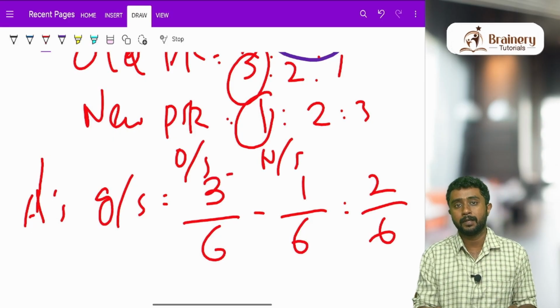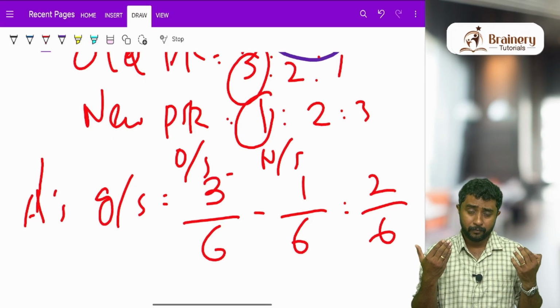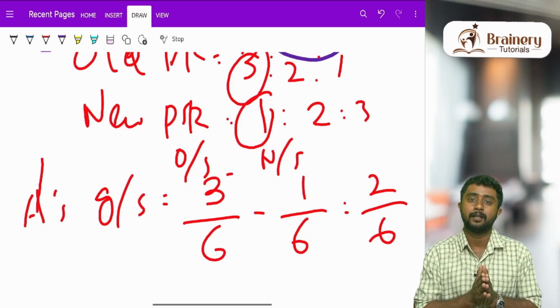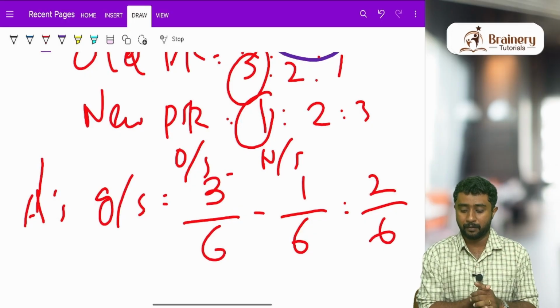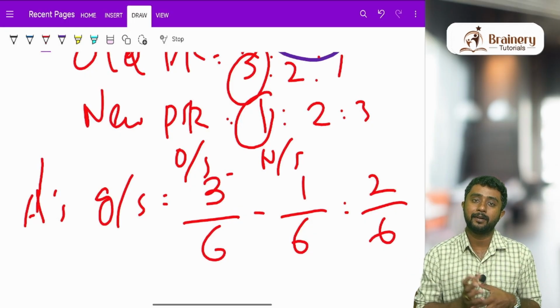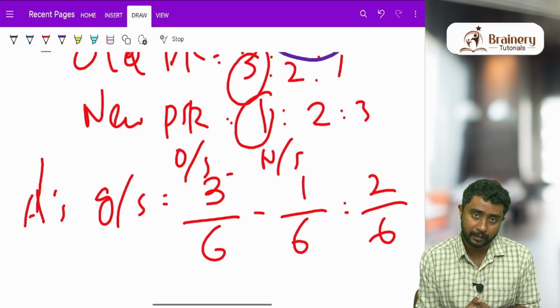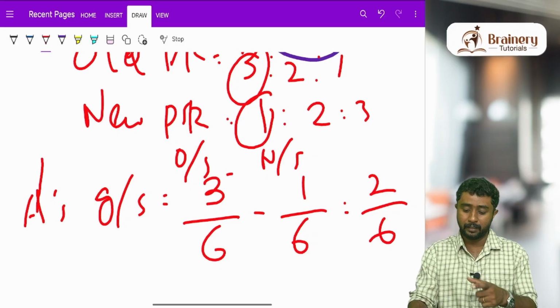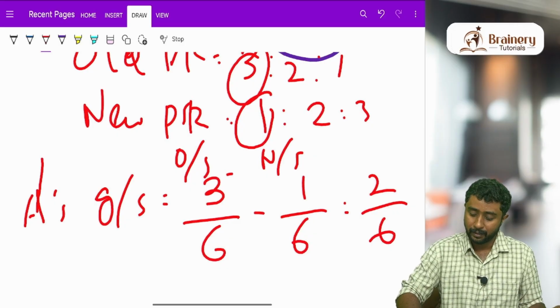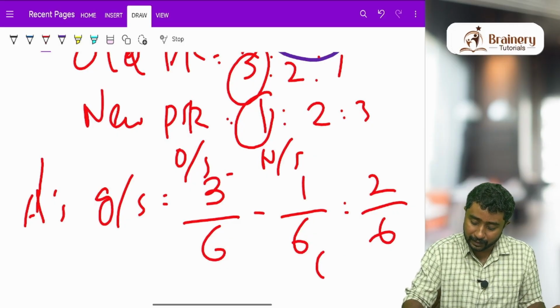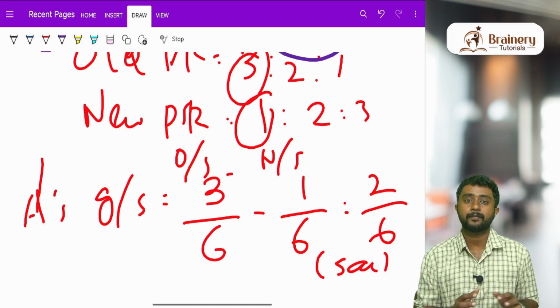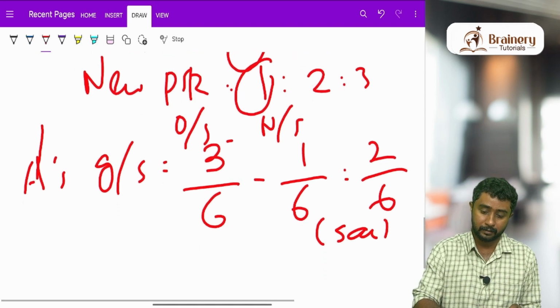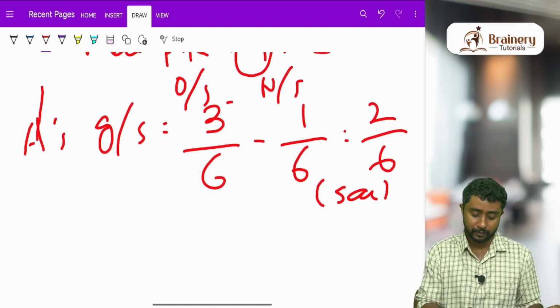Why are we using this formula? Because we are not clear whether he is gaining or sacrificing. After finding out the value only, we will get to know whether he is gaining or sacrificing. So if you are getting a positive value as an answer, here positive 2 by 6 is the answer, in that case, it will be a sacrifice. If it is a positive value as the answer, then that person will be sacrificing.